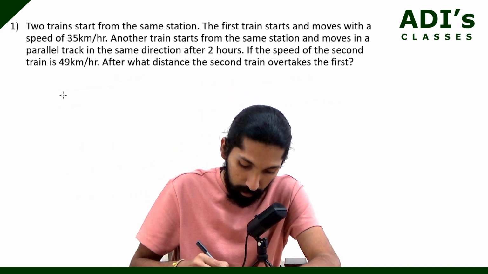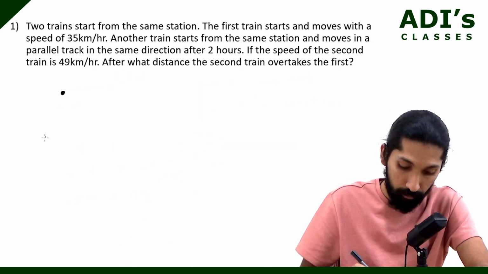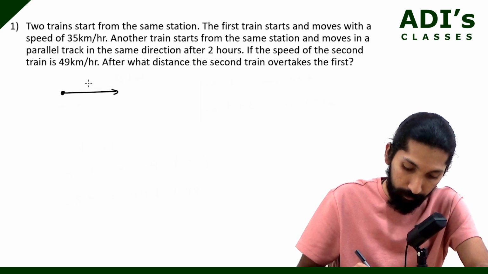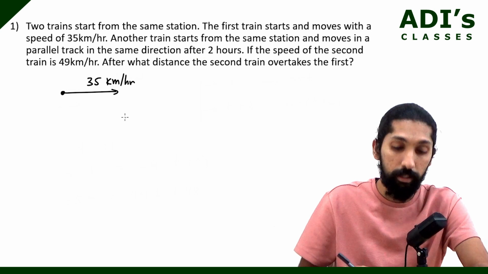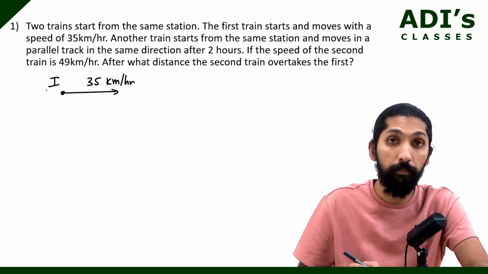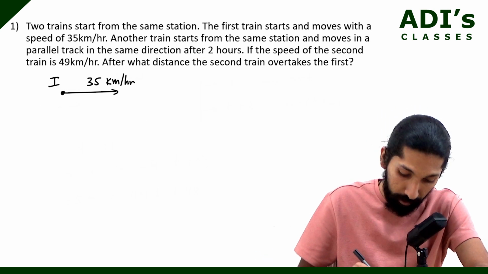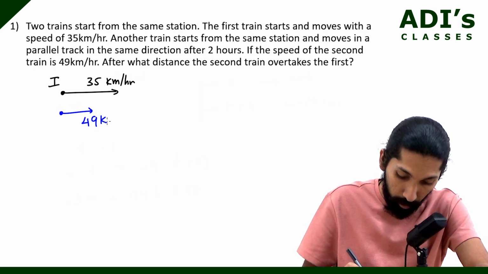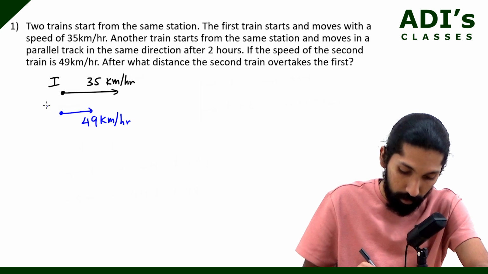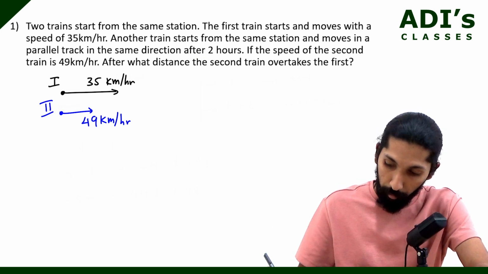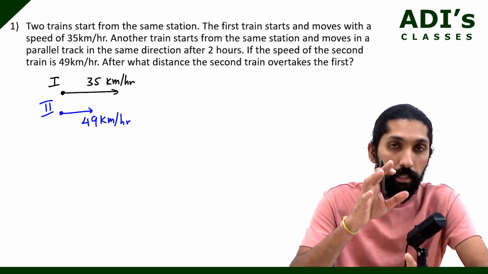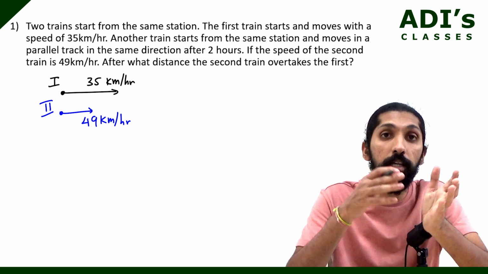So here, this is the first train and it is moving with a speed of 35 km per hour. Let's call this train 1. Now we have the second train, moving at 49 km per hour. Both of them are traveling in the same direction.